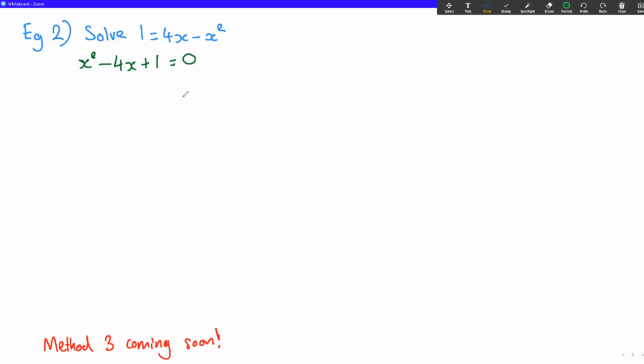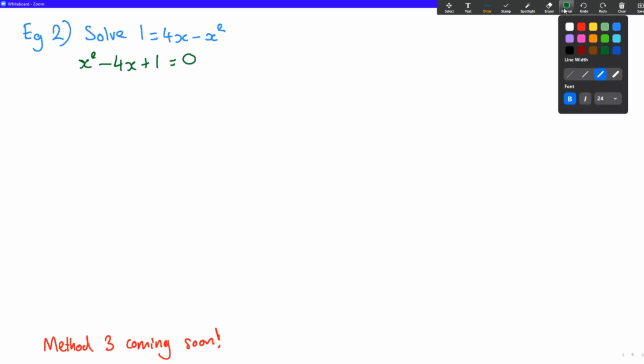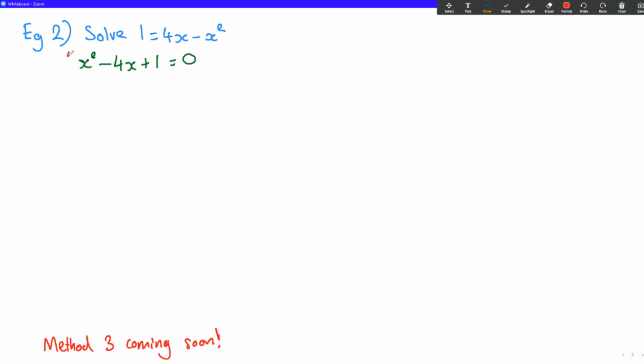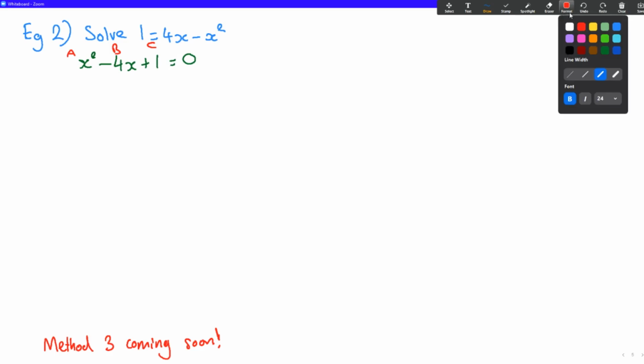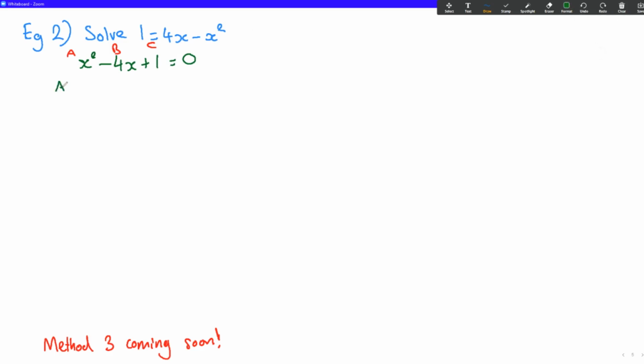And only when we have our equals 0 and this in this form here, only then can we start to solve it. So again, we have an A, we have a B, we have a C. Or in other words, we can write A equals 1, B equals minus 4, C equals 1. Okay, so let's do that. So we get x equals, what we're going to do is we're just going to write out the equation.